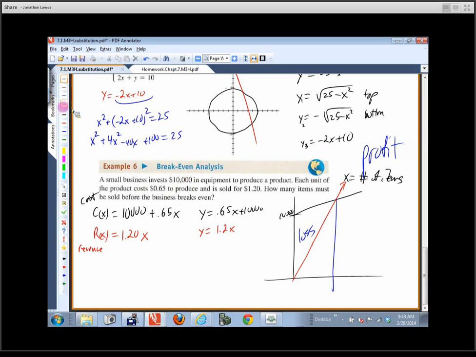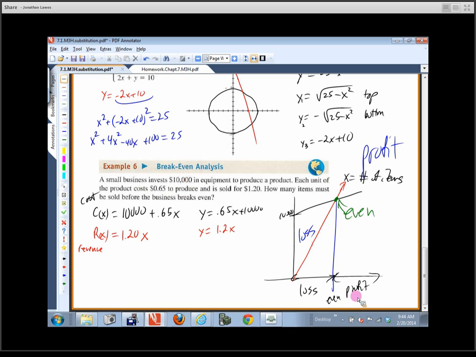Well, what happens right there? You're even. Okay, so let's make sure we're clear on how this works. You're working at a loss here, so everywhere from here to here, you're at a loss. Everywhere past here, we're making a profit, and right here, we break even.